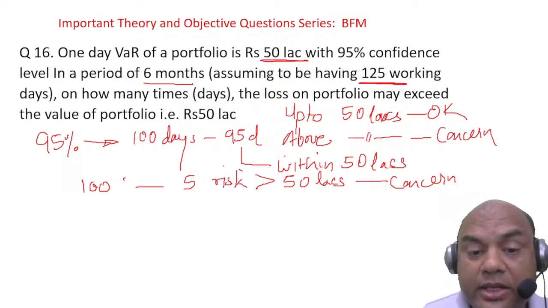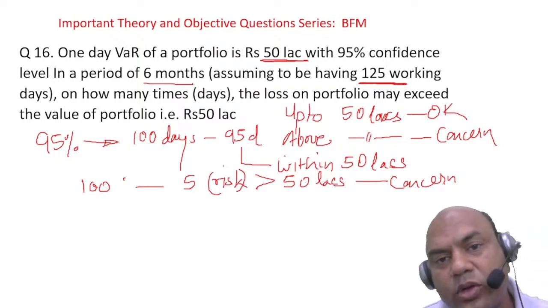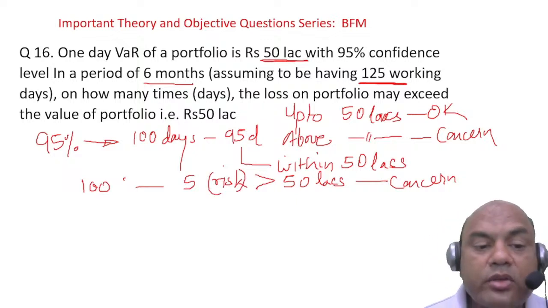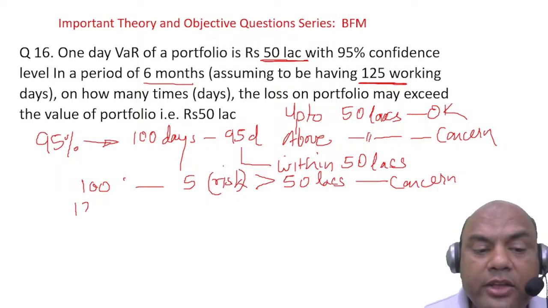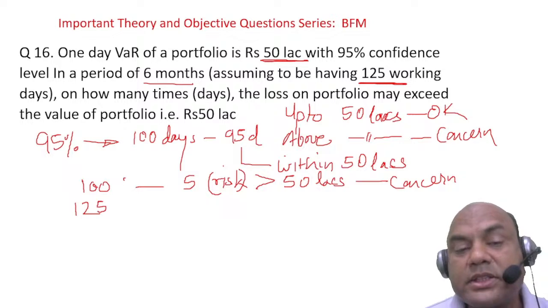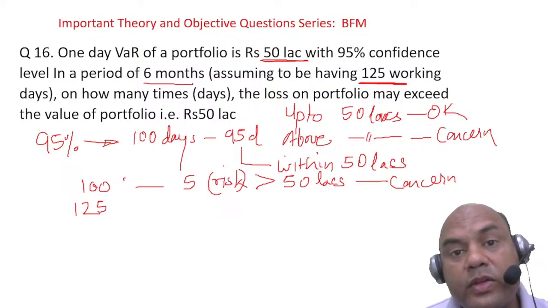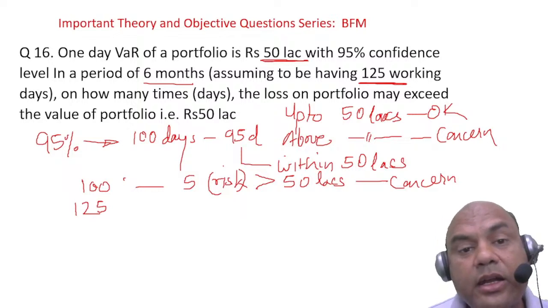Right? Because this is my risk. Up to 50 lakhs is no risk. So in 100 days, I am having 5 days risk. So in 125 days, how many days will I be having the risk? This is a direct proportion, so it will be more. Always remember the difference between direct and indirect proportion.